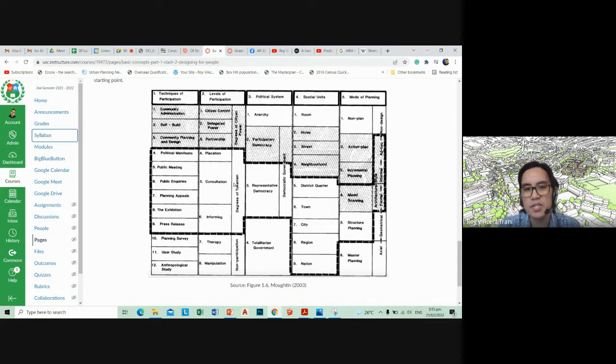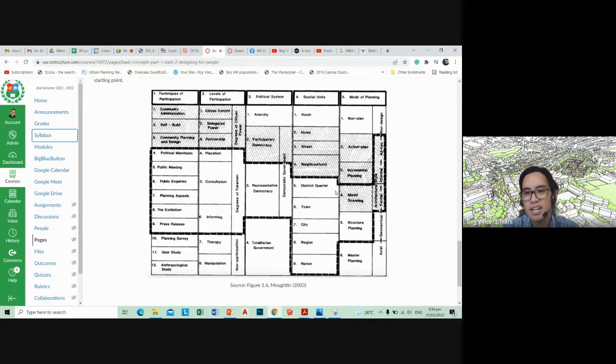and the thing that always happens is placation, consultation, and informing, just informing them that there'll be a new road here, informing the public that there'll be a new carbon market over here. And then the political system that usually enables this kind of planning is usually representative democracy, which is the mid-level. And the spatial units being designed will be district quarters, towns, cities, regions, and nations. So we talked about regions and nations last sem. And then the mode of planning is structural planning, basically just a step below master planning. So it's not super detailed, but it's better than no plan at all.